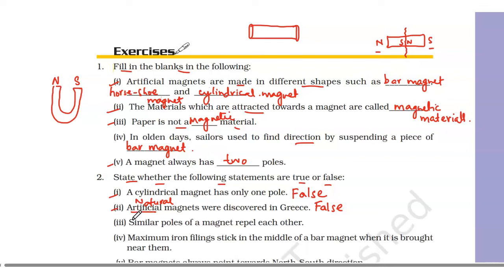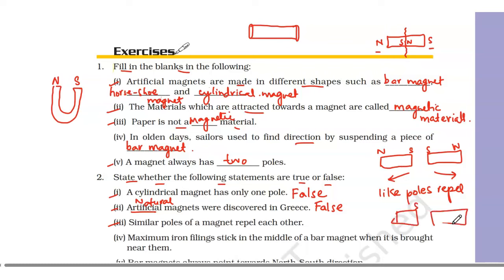Number three. Similar poles of a magnet repel each other. So students, if you see my lecture on Fun with Magnets, I have told you what happens when we bring two magnets close to each other. If you bring two magnets close to each other such that the like poles face each other, then there will be a repulsion, showing that like poles repel. And similarly, if you bring two magnets with opposite poles facing each other, then you will find they get attracted to each other, thereby indicating unlike poles attract each other.